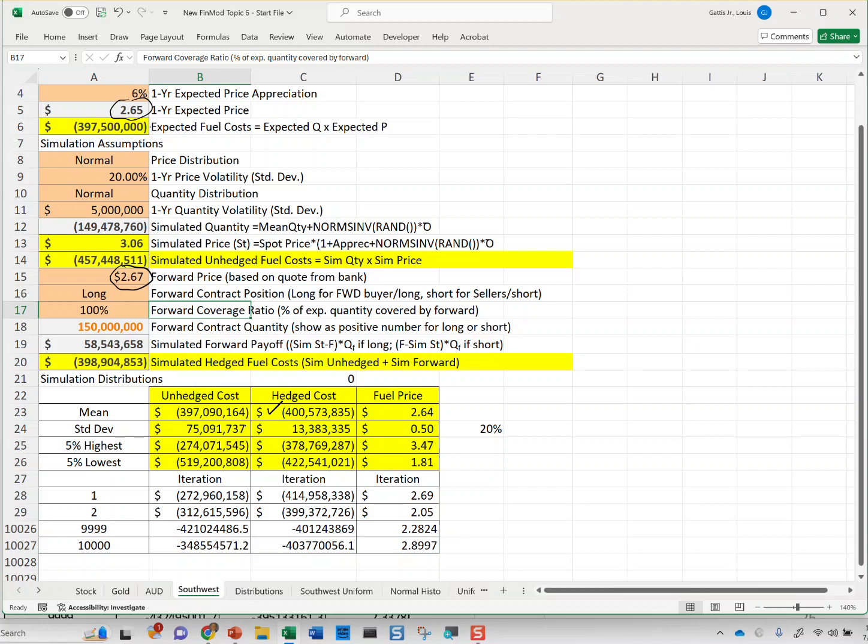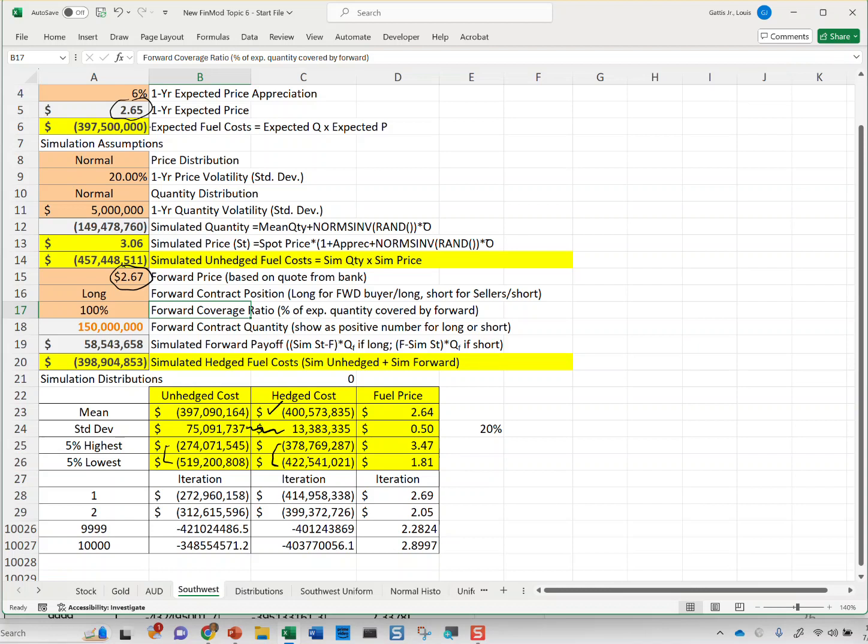But here's the real value of this hedging. The standard deviation of Southwest cost went from 75 million to 13 million. That's a huge reduction. And if there's no price volatility or quantity volatility, the risk would go away. And you can see the 90% confidence range. It used to be between 274 and 520. Now it's between 378 and 422.